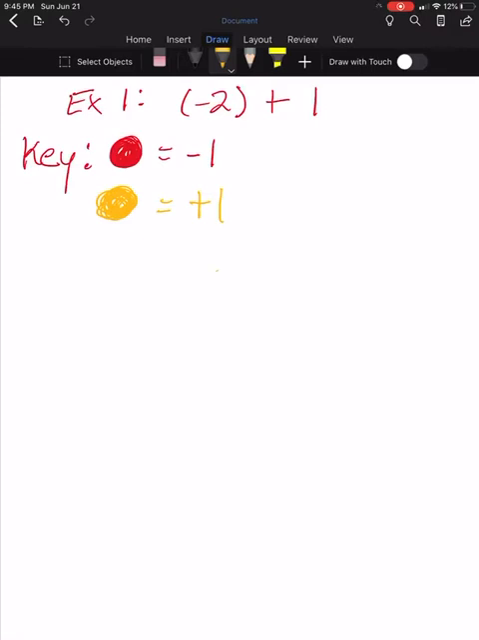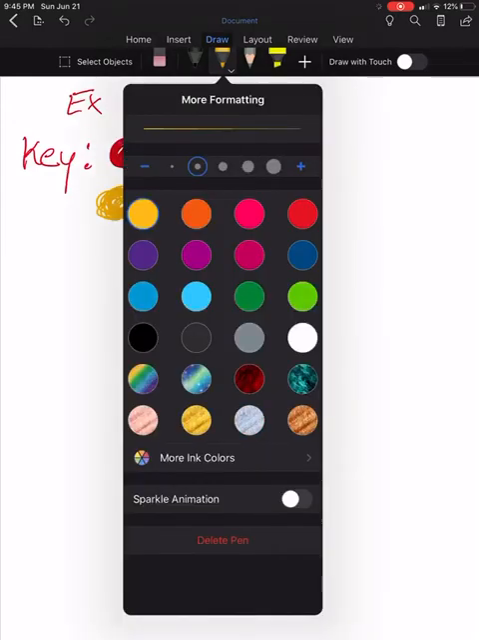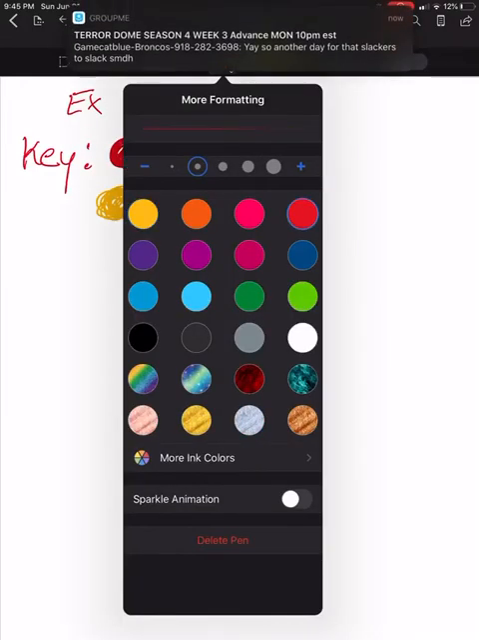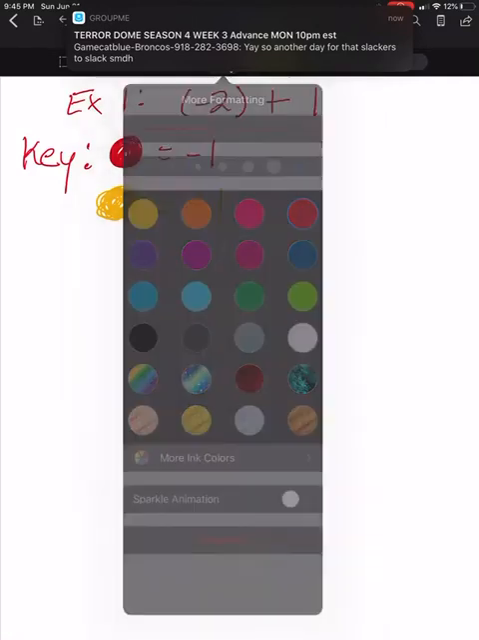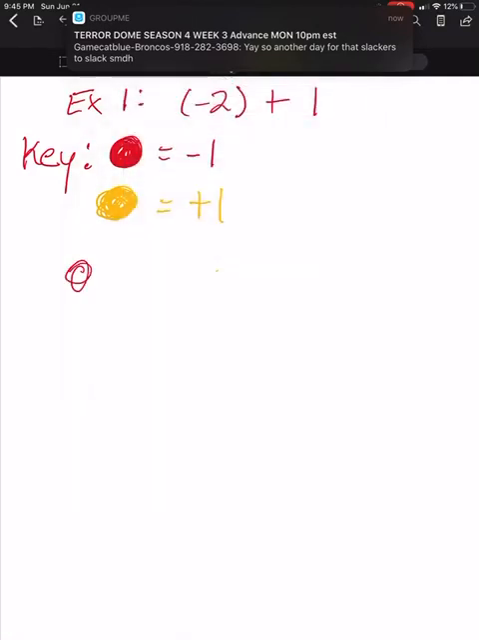All right, so now we're looking at our first example. I got a negative 2. So red is associated with negative, right? So I have to draw 2 red chips. So I'm going to draw my 2 red chips. Change the color. You know I'm colorblind. So I'm going to go 1 here.